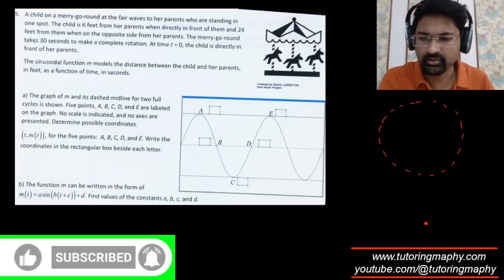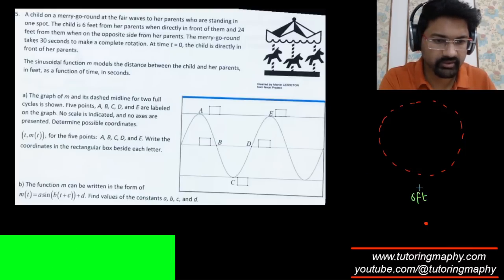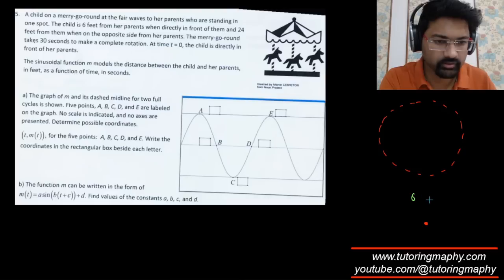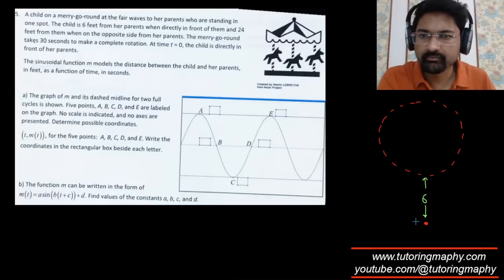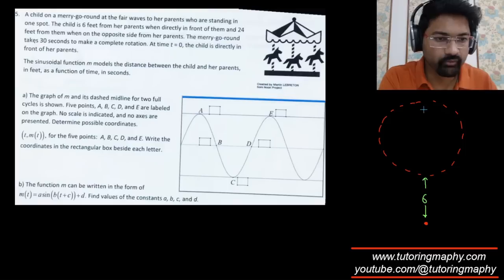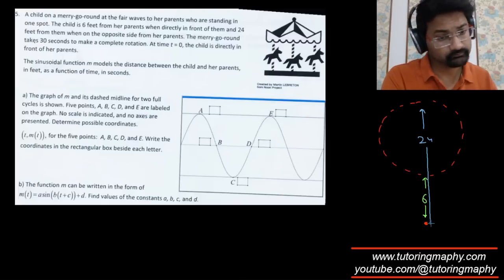So let me switch the colors over here. This is 6 feet, not this. And the farthest distance is 24, so this particular distance is 24. I should again switch colors over here. So this is once again 24, from here to here. Okay, cool.